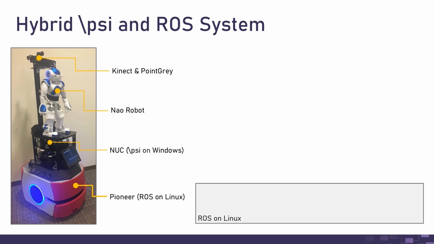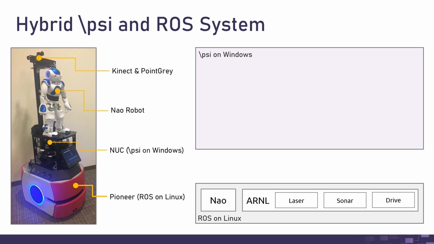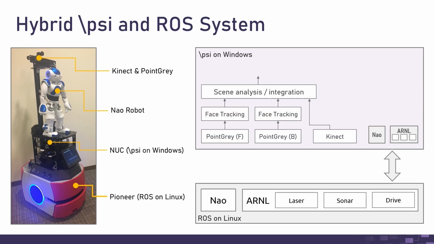So on the ROS side, we ran a ROS package to control the Now, and we ran a ROS package to do all of the indoor navigation and SLAM. Then on the Windows side, we of course had matching components on the Psi side to talk to ROS for the Now and the ARNL, and then a bunch of Psi components constructing a graph to do all of the human interaction.